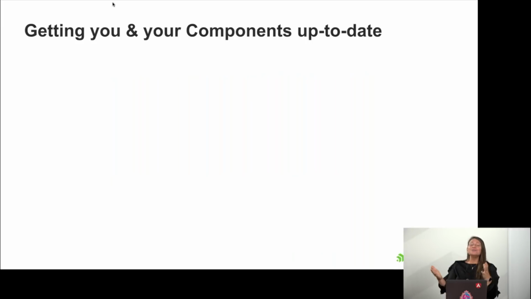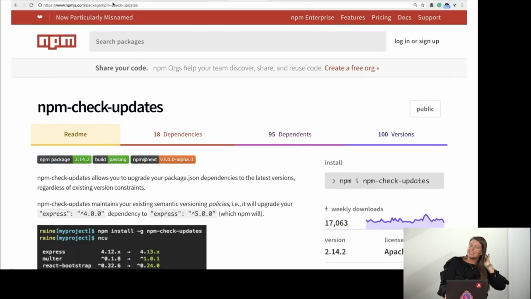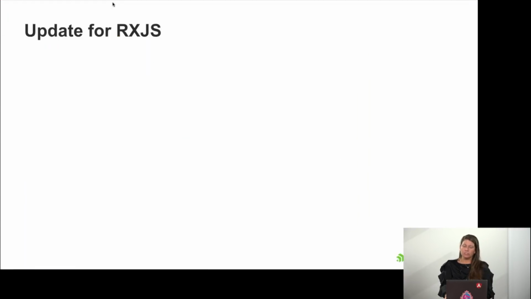But as far as Kendo UI is concerned, to get you and your components up to date, you need to go ahead and use the npm check updates package. And so you will need to install that. And I know that there is a global bug right now with npm. So the way that I got around that was just not to use the -g and install it per each instance that you need. And then you'll need to go ahead and use the npm check updates, and this is it on the npm site, to list out and update your Progress dependencies, which is super easy.